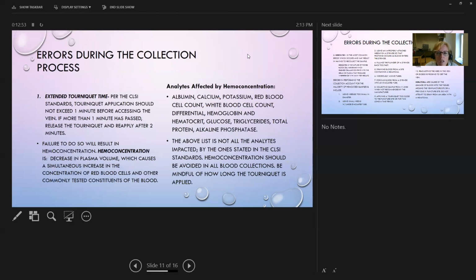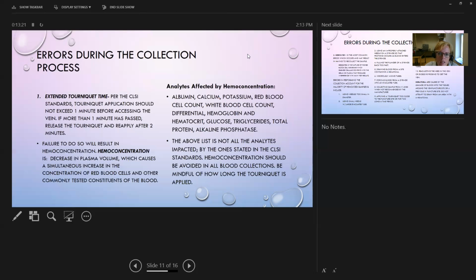Okay, so during the collection process, we're still talking about pre-analytical errors, but we're talking about the part that happens during collection. If the tourniquet's left on too long, you can affect the lab results. Once you're ready to get into the vein, the tourniquet should not have been on there longer than 1 minute. If more than a minute has passed, you release the tourniquet and reapply after 2 minutes.